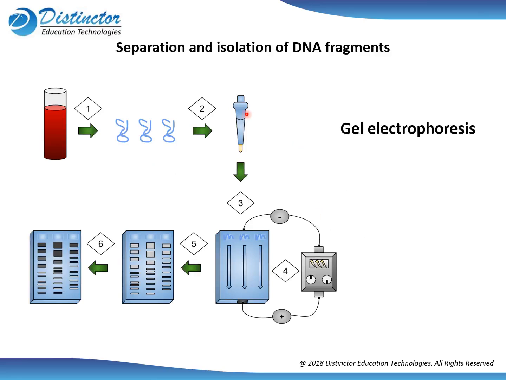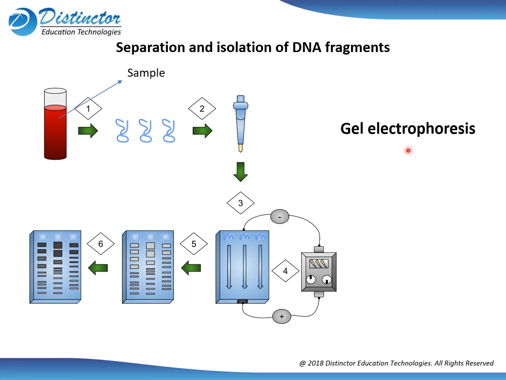Then the next important step after cutting is to separate and isolate the DNA fragments, because we need to find out which one is the desired gene and how long it is. For that we use gel electrophoresis. In gel electrophoresis we use a gel to separate the DNA according to size.